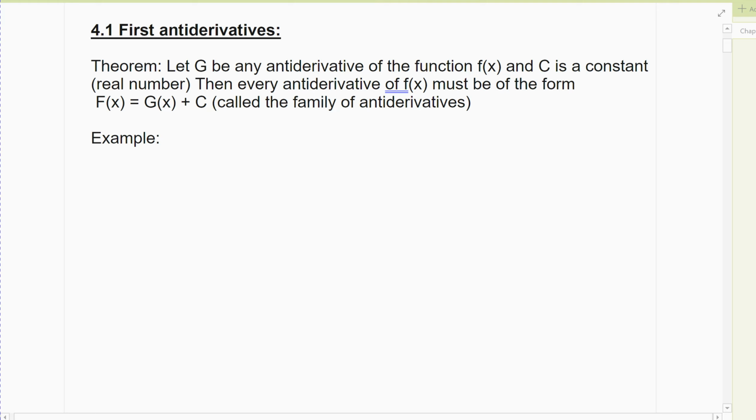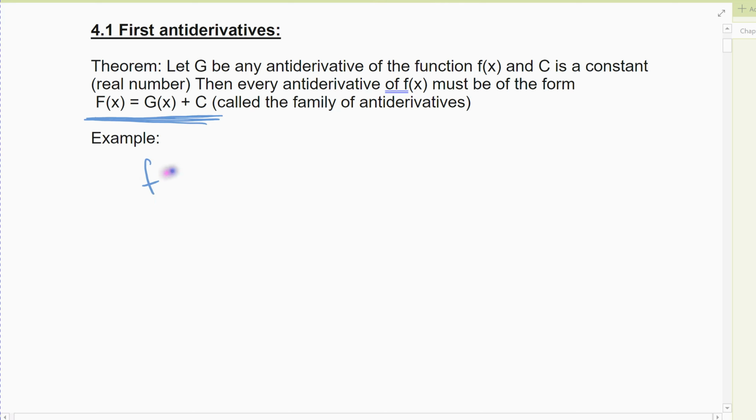Capital G would be any antiderivative. Usually it's the general case, the general antiderivative, that's why it's capital G, of some function. C is a constant, no number value. In order for what we call the family of antiderivatives, or every antiderivative of my function, because there actually are infinitely many, we let the antiderivative be capital F of x. G is the general antiderivative. And then we have to tack on a constant. And I'll explain why in an example.